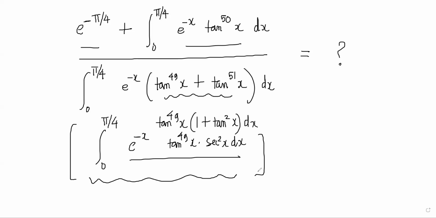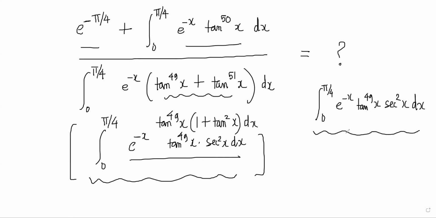That formula of e to the power x (f of x plus f dash x). नो, एफ ऑफ एक्स प्लस एफ डैश एक्स कहाँ पे आ रहा है? देखो, योर इंटेग्रल इज 0 टू पाई बाय 4 e पावर माइनस एक्स tan पावर 49x एंड sec स्क्वायर x dx. यहाँ पे एफ ऑफ एक्स प्लस एफ डैश एक्स कैसे आ रहा है? By parts. So we can use U substitution and by integration by parts.